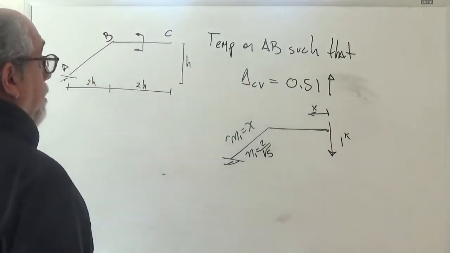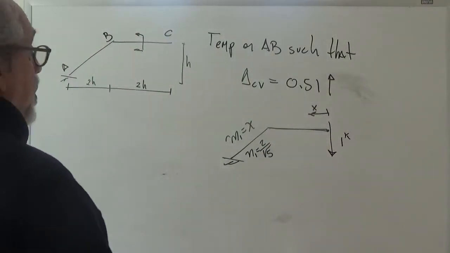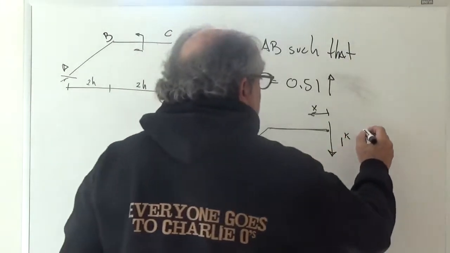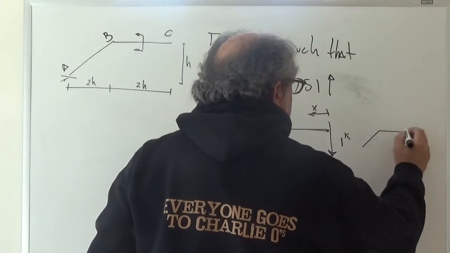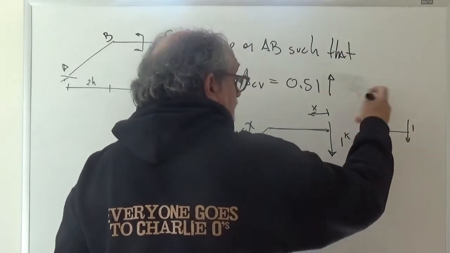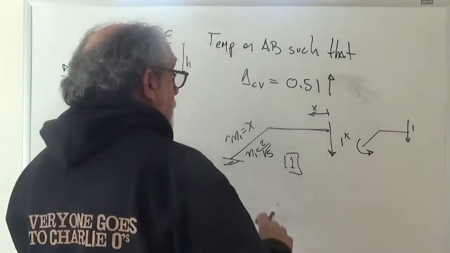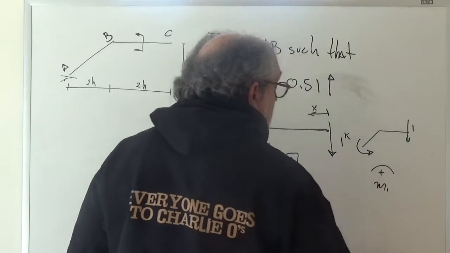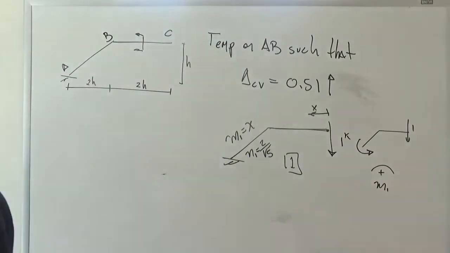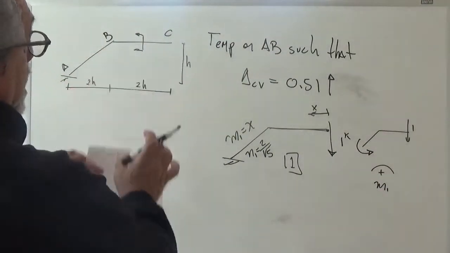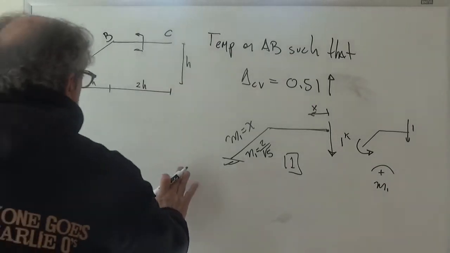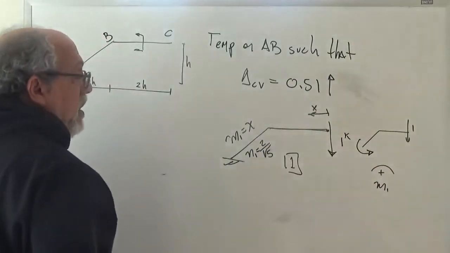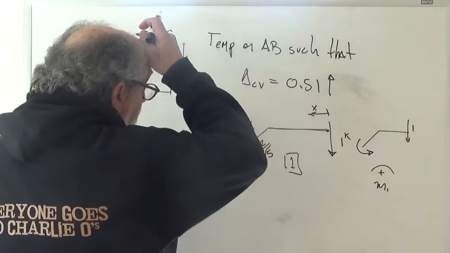Due to the 1 kip, right? So this is the unit. That moment X is obviously positive, like this, right? So it's when the moment is producing bending that holds water. That's positive M1. Now, since we put the 1 kip load down and we want to get 0.51 up, that means that we need to get negative, right?